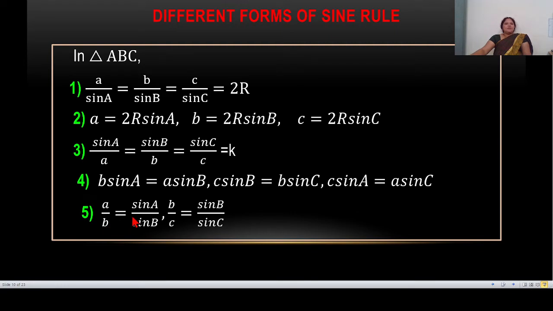Next, a upon b equal to sin A upon sin B, b upon c equal to sin B upon sin C.